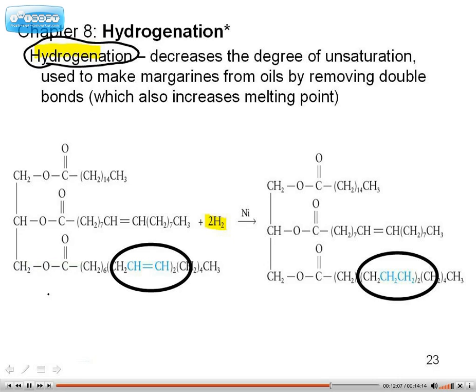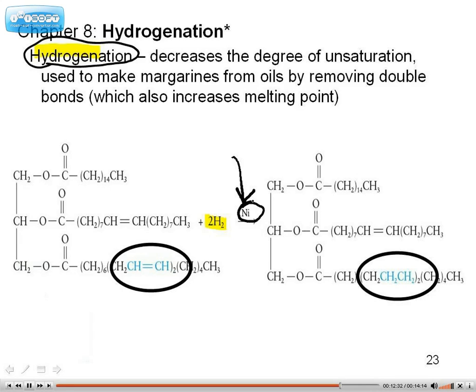This example is a commercial example because it requires nickel as a catalyst. We actually do have hydrogenation reactions in a cell, although that would require a biochemical catalyst such as an enzyme. But in this example, I'm only going to test you with the industrial version. Hence, I'll give you a metal catalyst such as nickel. But this helps speed up the reaction.